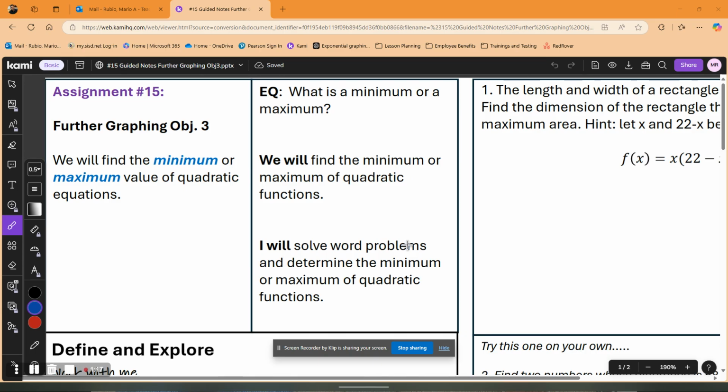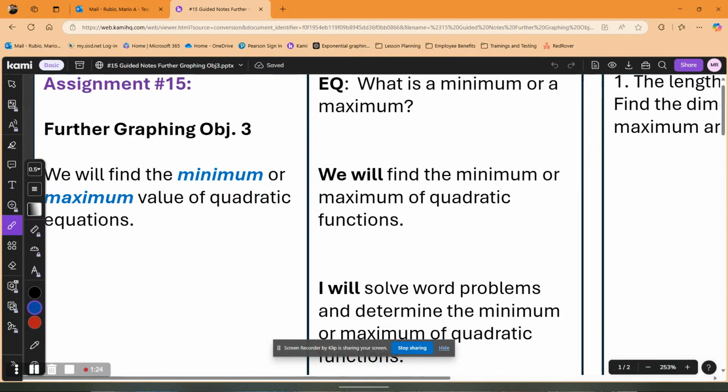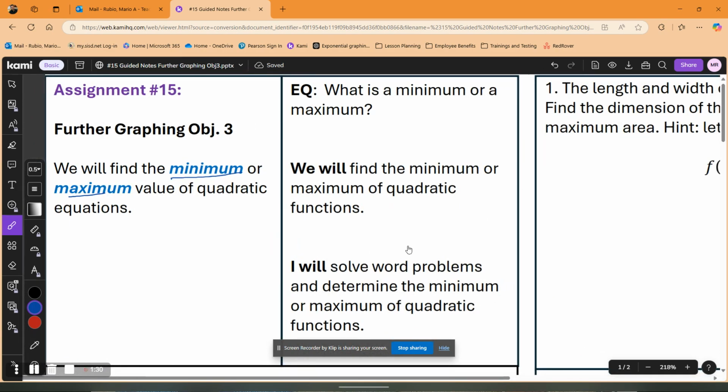Okay. This is assignment number 15. It's further graphing, objective 3. And what we're going to do here is find the minimum or the maximum value of quadratic equations. What you should be asking yourself is, what is a minimum or a maximum? So what do those words mean? I kind of defined it in one of the videos previously, but now we're going to go into it in detail. We will find the minimum or maximum of quadratic functions, and you all will solve word problems and determine the minimum or maximum of quadratic functions.